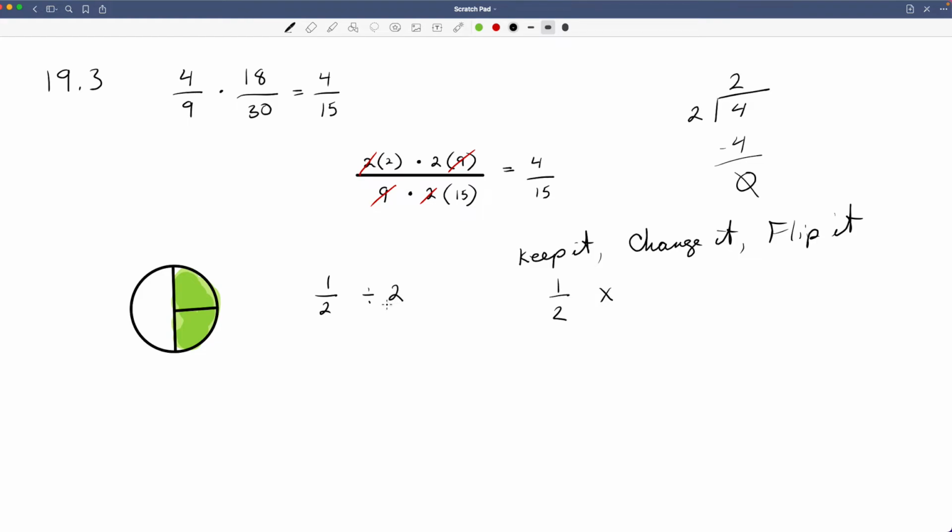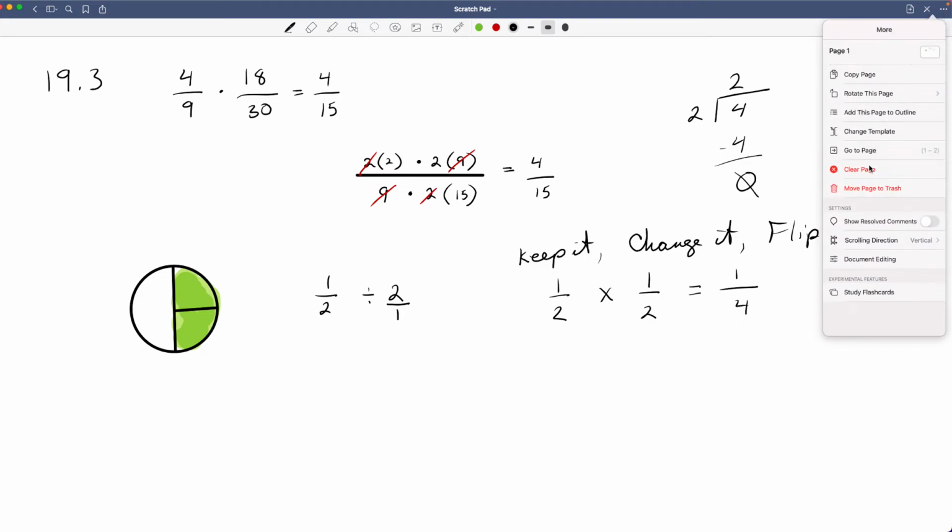So we know we can make a whole number a fraction by putting it over 1. So when I flip it around, that becomes 1 over 2 instead of 2 over 1. Now, when I do the multiplication, 1 times 1 is 1, and 2 times 2 is 4. And that is the answer we were looking for, 1/4. So that is our proof to see that keep it, change it, flip it does work. Let's try another example just to be sure.